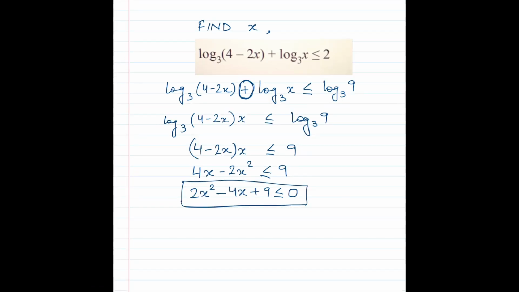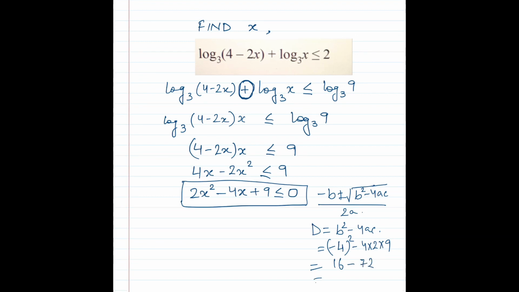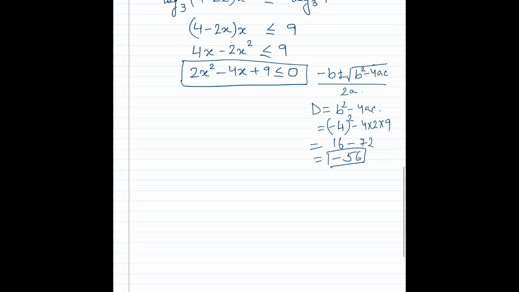When we solve this quadratic with the formula minus b plus or minus square root of b squared minus 4ac over 2a, or you can just find the discriminant, because that will let us know if we have real solutions or not. So the discriminant is minus 4 squared minus 4 times a times c, which gives us 16 minus 8 times 9, which is 72, giving us minus 56. Because it is a negative number, we know that there are no real roots here.